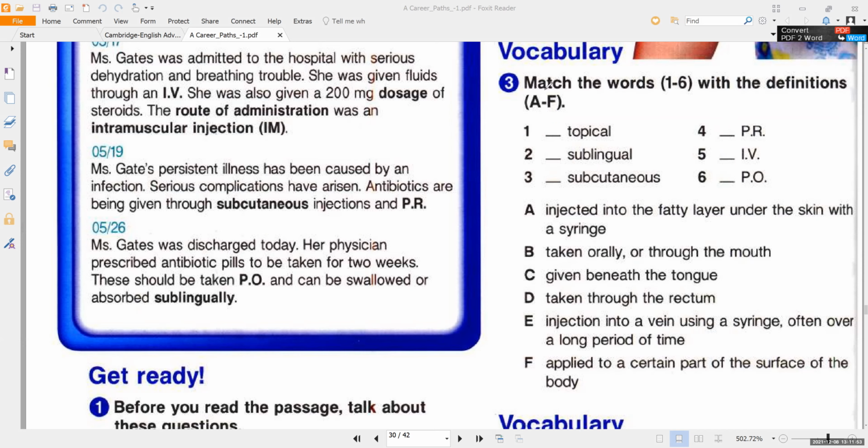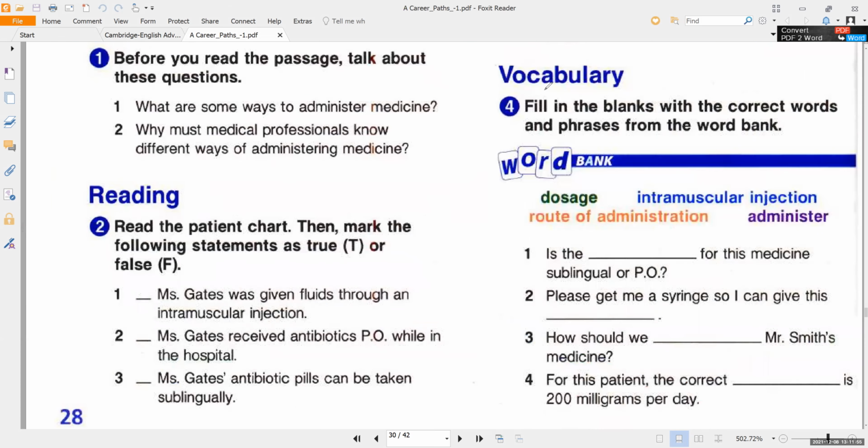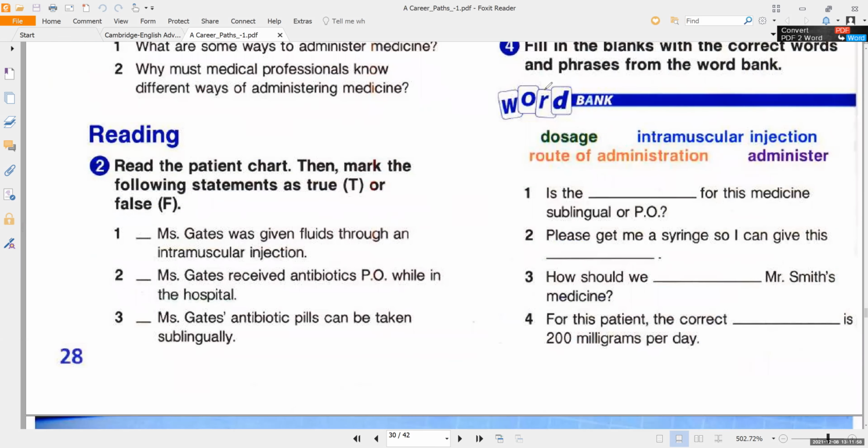Again, with the vocabulary, we have very important words in here. We have dosage, intramuscular injection, route of administration, and administer. So number one: is the route of administration for this medicine sublingual or PO? So number 1 is route of administration.